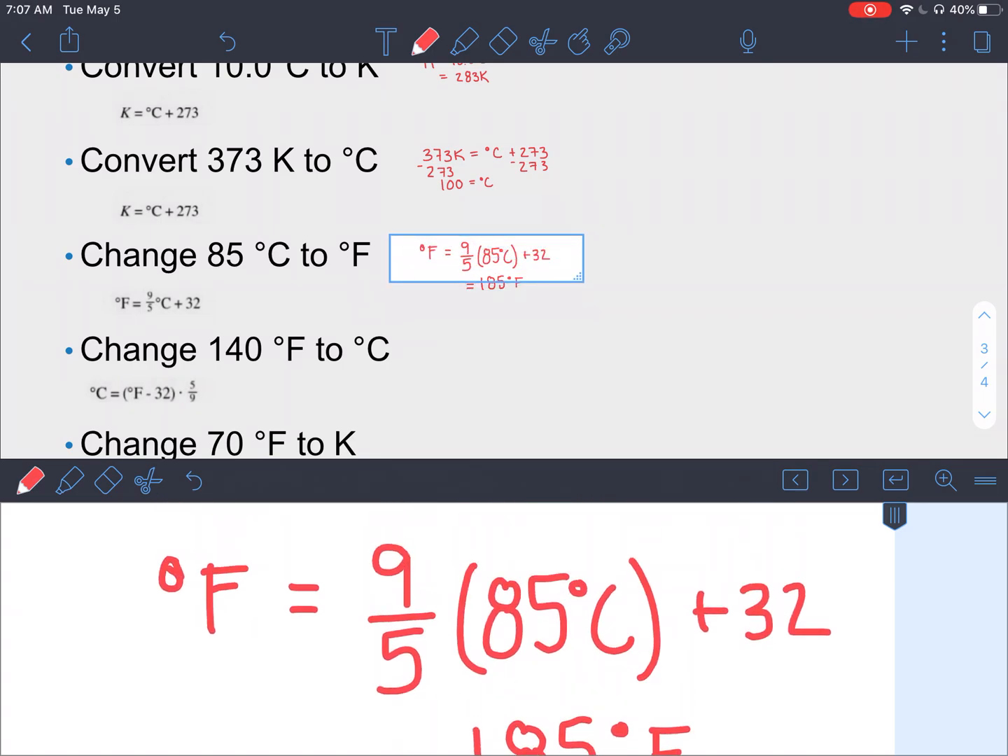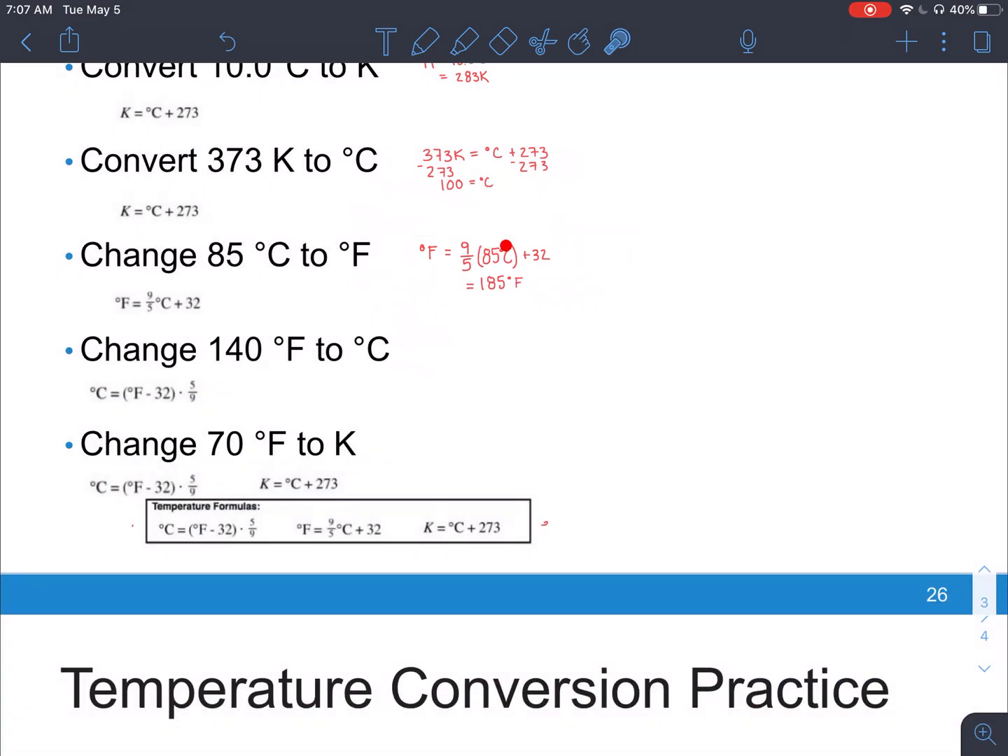Now, if you did not get 185 degrees Fahrenheit when you plug this into a calculator, your calculator might not have read order of operations properly. So I would recommend plugging in 85 times 9 and then divided by 5. After you get that, add 32. Or you could even do 85 divided by 5 times 9. Once you get that answer, plus 32.